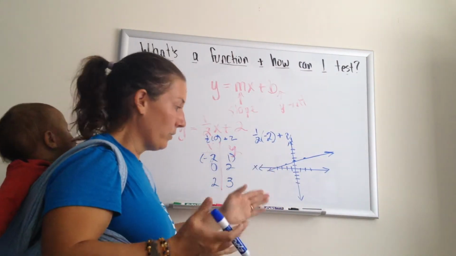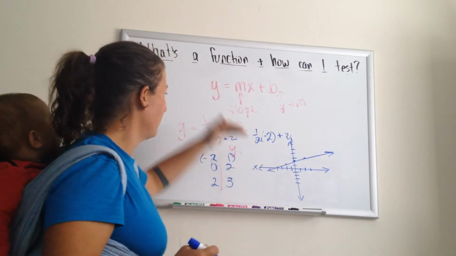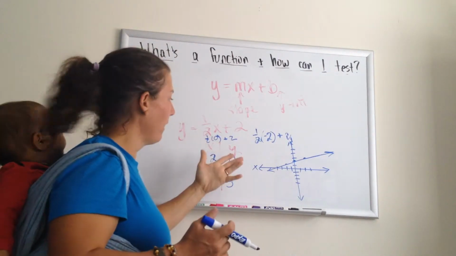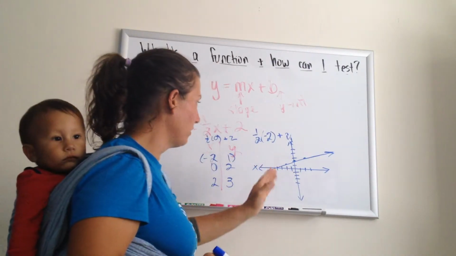I look at this. Does this pass what we're going to talk about next, what's called the vertical line test? So let's move right into this. If you have an equation, you want to graph it. If you have a line on a graph, you want to use what's called the vertical line test.